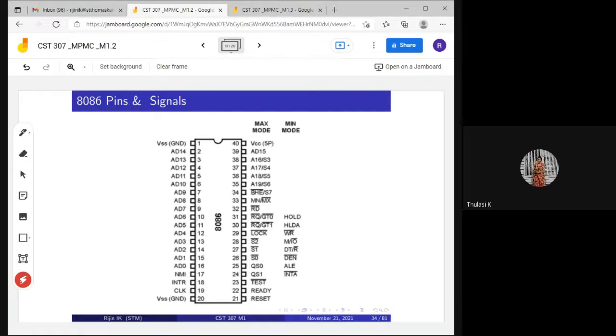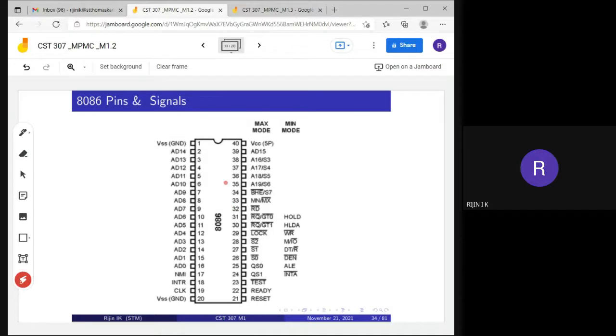Yes, sir, 40 pins. So the 40 pins are there. Through these pins only these signals are transferred. Okay, 40 pins are there.